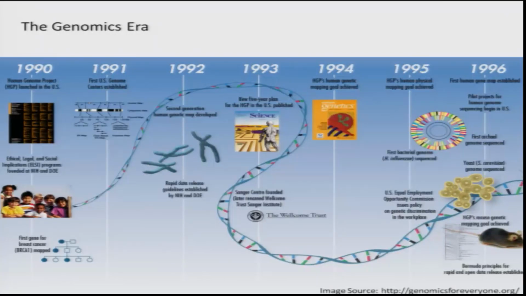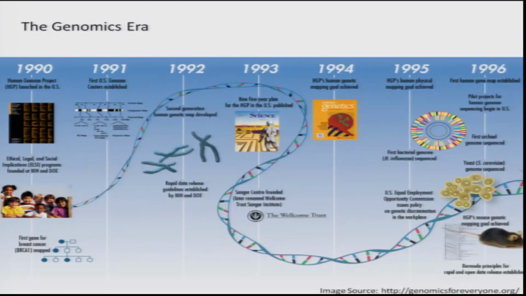Then with such advancement, we have several landmarks. Then in 1992, the second generation human genetic map was developed, which clearly tells you where are the markers for every chromosome. The density has gone up. So, people are able to use these markers to understand and investigate the chromosomes better.